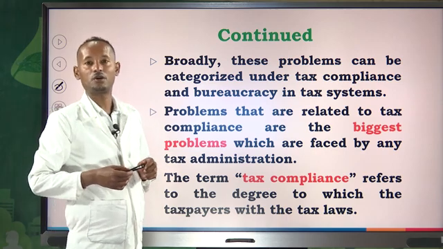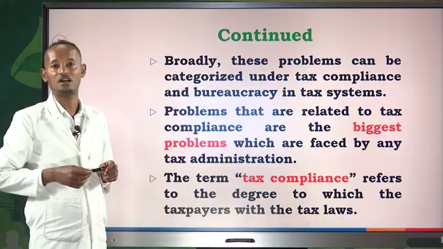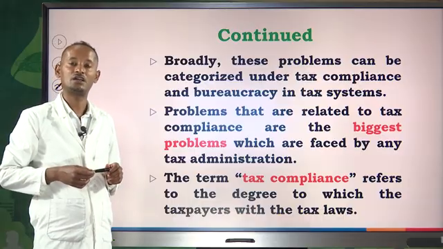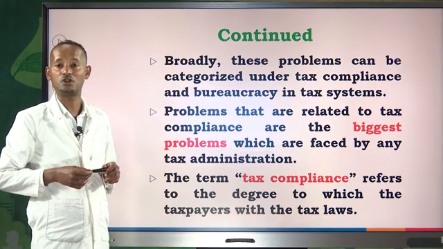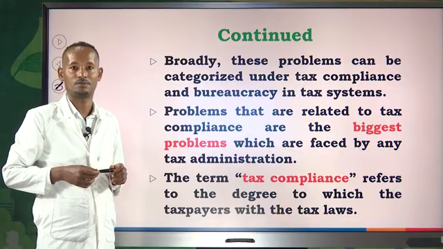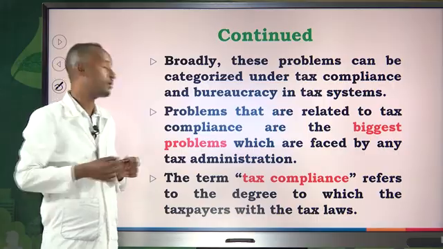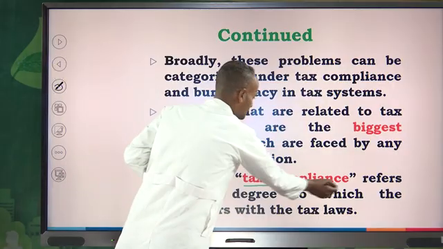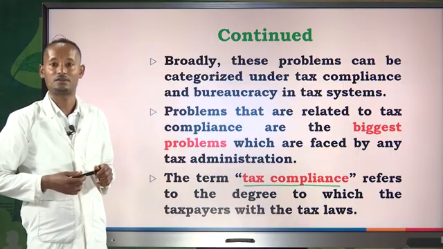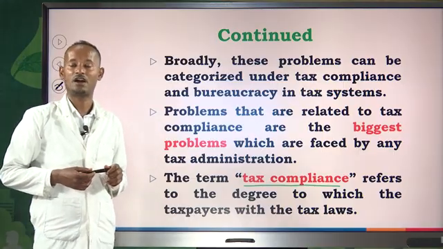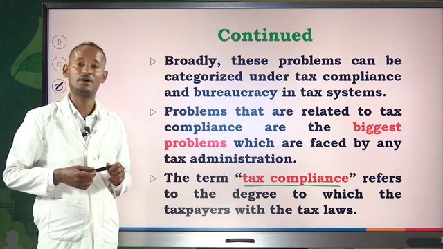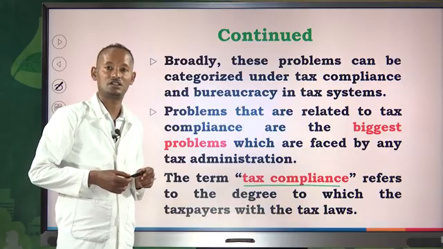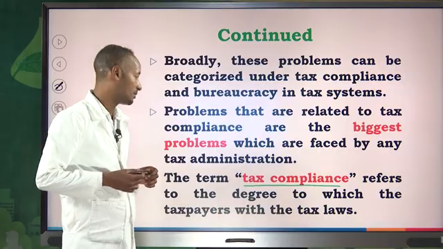Broadly, these problems can be categorized under tax compliance and bureaucracy in tax systems, and the problems related to tax compliance are the biggest problems faced by any tax administration. The term tax compliance refers to the degree to which the taxpayers comply with the tax laws. But tax compliance is not the problem of tax. The problem is tax non-compliance. When the taxpayers are far apart from the tax laws, it is called tax non-compliance. This is the major problem associated with the tax systems in developing countries like Ethiopia.